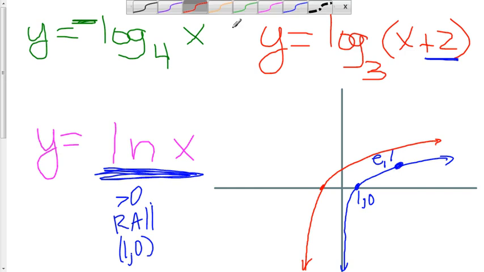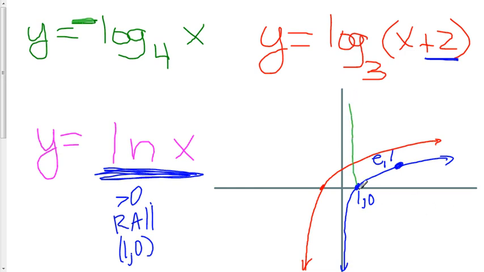And finally, our last one here, negative log base 4 of x. Because the negative is on the outside, that's going to flip it over the x-axis. And the log base 4 of x normally would go here, like so. But now it's going to be flipped. So it is going to do this, because that negative sign flips it.